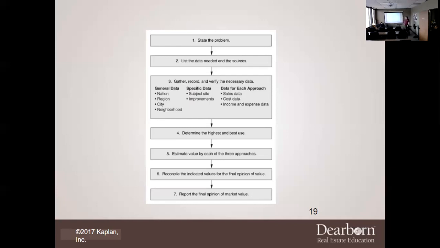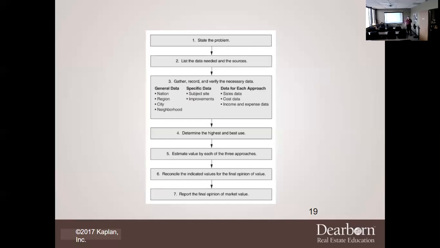Okay? So in that situation, they're going to find out the data. They're going to look at the national, the regional, city, and neighborhood. They're also going to look at the subject site, any improvements that have been done, and then they're going to look at it from 3 different approaches: the sale, the cost, and the income. All right. Now, the next thing they're going to do, and this is the key one, number 4: what's the highest and best usage?